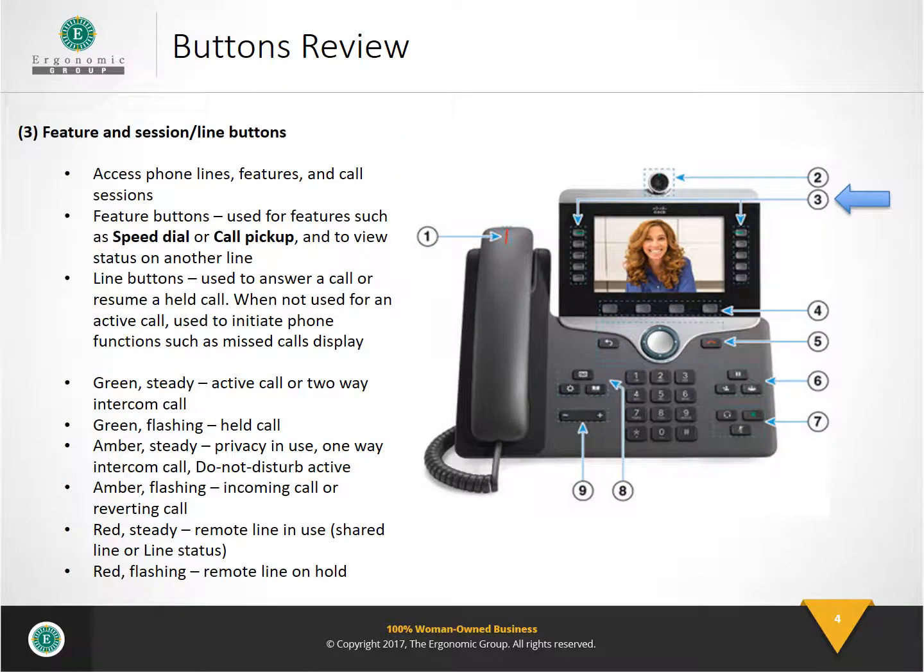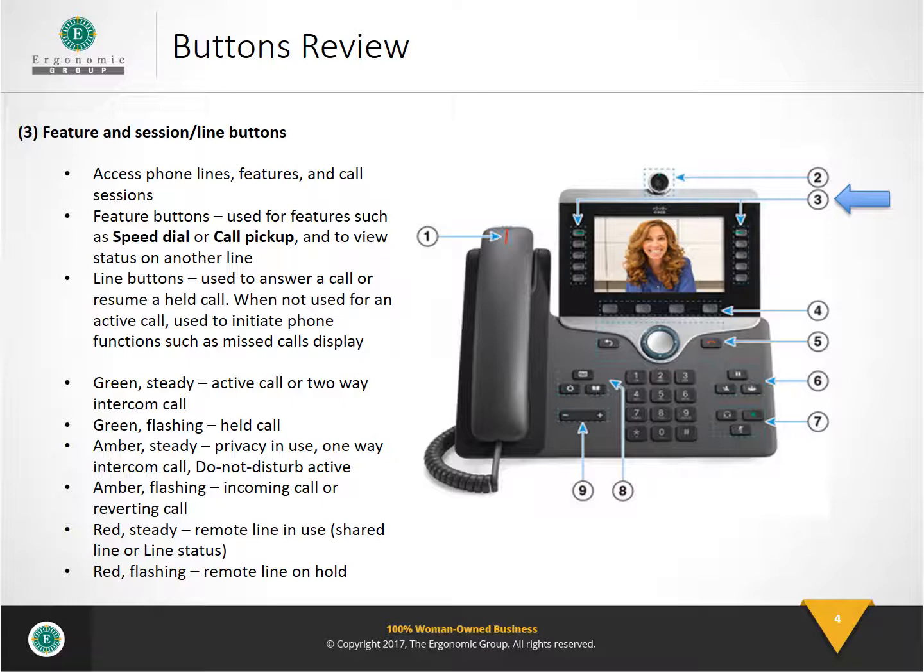Next we have the feature and session or line buttons. These are located on the left and right hand side of your video display. These buttons are used to access phone lines, features, and call sessions. The feature buttons are used for features such as speed dial or call pickup, and to view status on another line. The line buttons are used to answer a call or resume a call on hold. When not in use for an active call, these are used to initiate phone functions such as missed calls display.